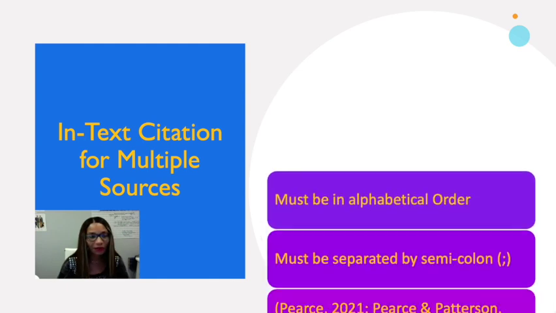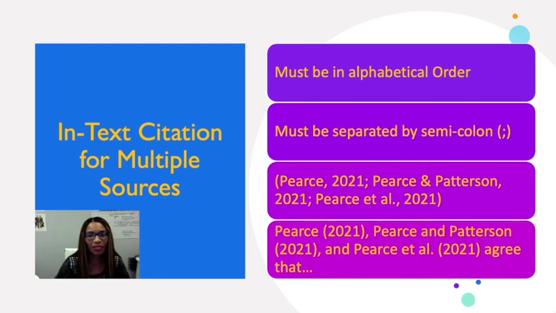APA writing style. The first one is to make sure that the authors are in alphabetical order by the first author's name, meaning the first author, not necessarily the authors that follow, and make sure that each one of these sources is separated by a semicolon.